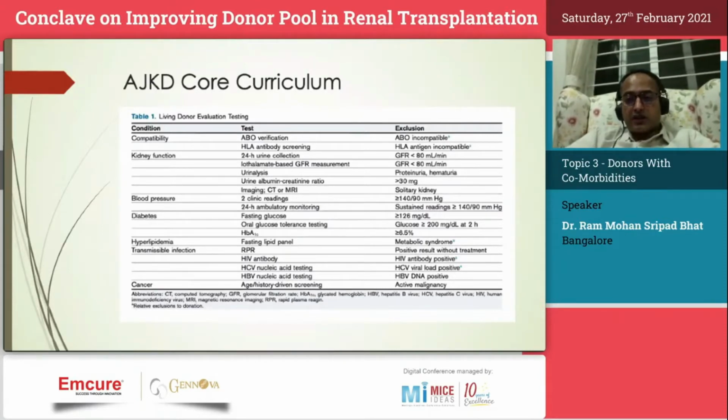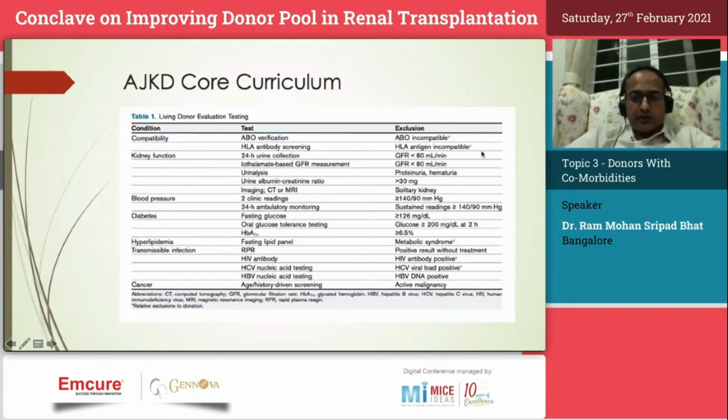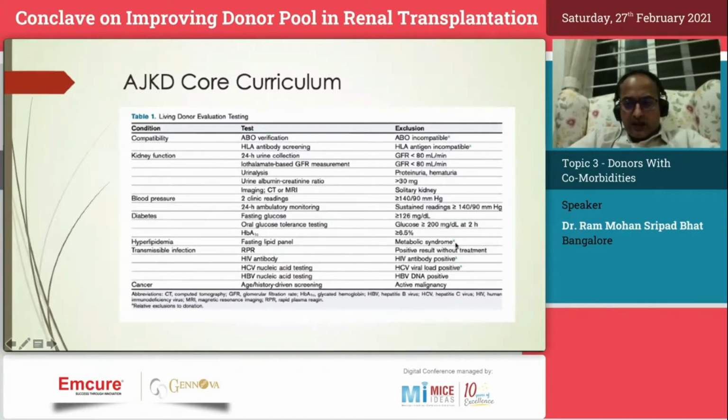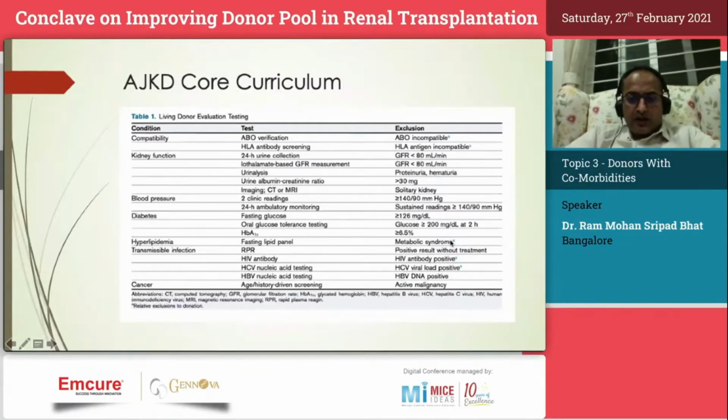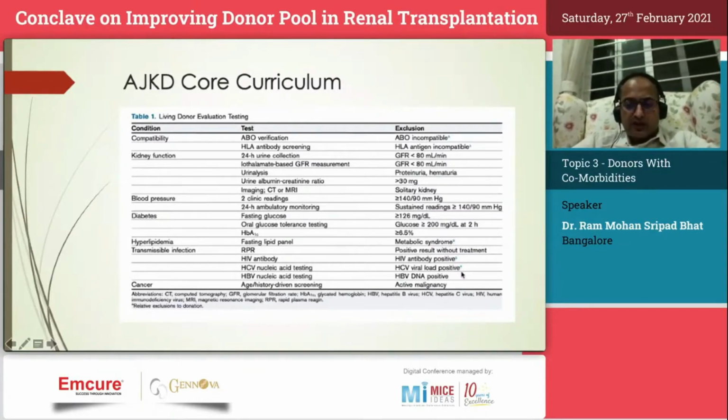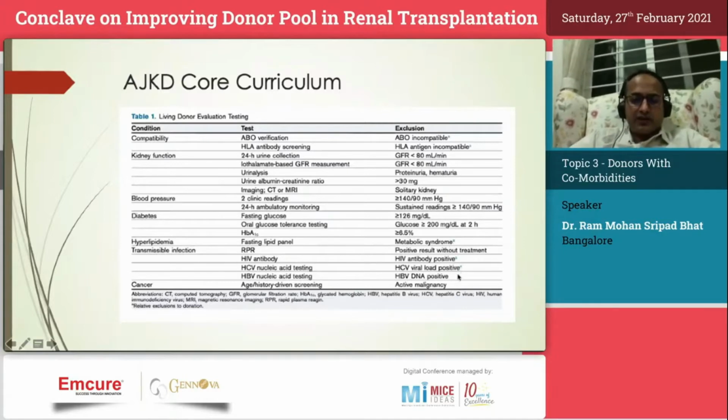So ones which are qualified by A is a relative contraindication. So we are doing ABO incompatible. We are doing people who are highly sensitized. And then we are taking people who are having metabolic syndrome, people who've got HCV or HPV. We are taking them with a careful evaluation.